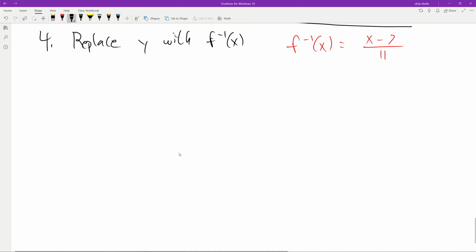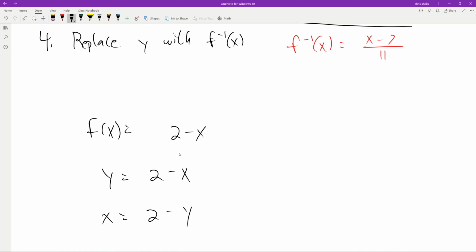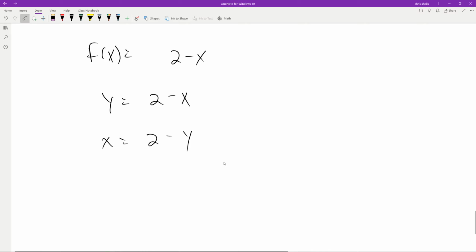Let's look at another one. Let's find f inverse of x for, let's say, f of x equals 2 minus x. So again, I replace f of x with y equals. I swap my x and y, and I solve for y. I'm going to add y to both sides to get y plus x equals 2. I'm going to subtract x from both sides.